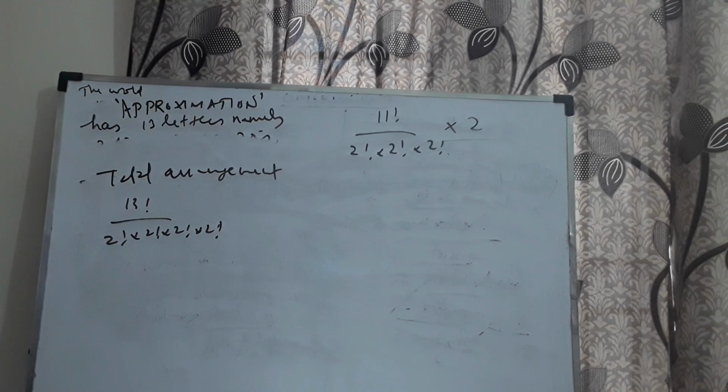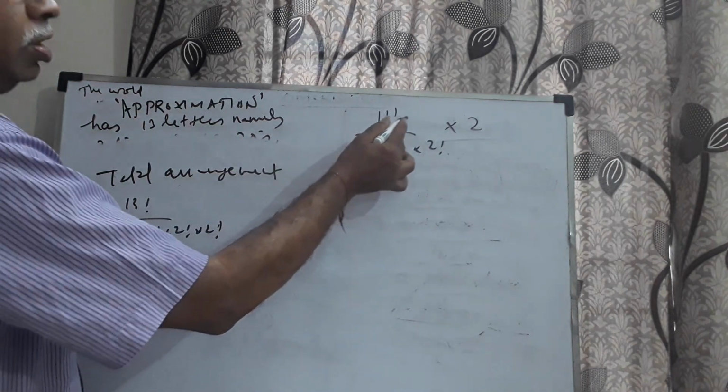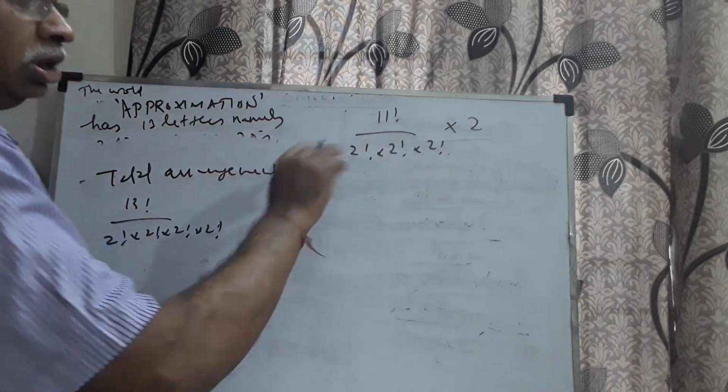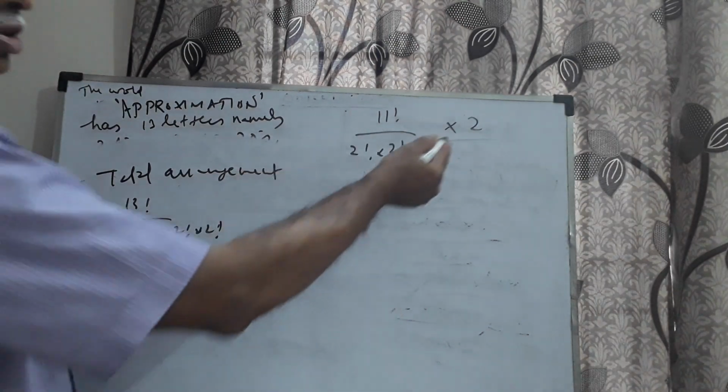I repeat, other than P and N, the arrangement has n positions with P and N occupying one of the end places each. It means I have to start with P and end with N, or start with N and end with P. Therefore, other than P and N, the number of arrangements will be this much. The P and N positions can be interchanged in two ways.